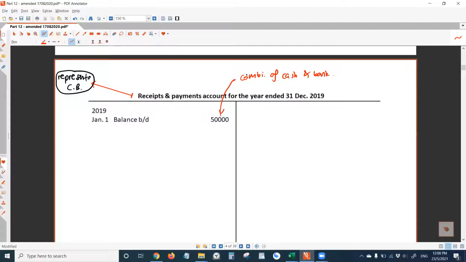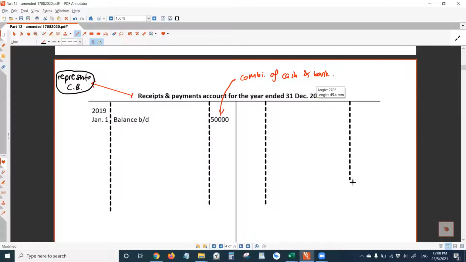We consider this 50,000 as the combination of cash and bank. You don't need to care how much is in the form of cash, how much is in the form of money in the bank. We don't need to care for the topic. We treat it as combined. So you can easily see there are three columns here. The date, the detail, and the amount, right? Just like how normal T accounts look like. The same goes to the credit side, the date, the detail, and the amount.